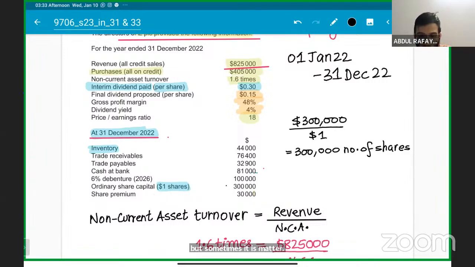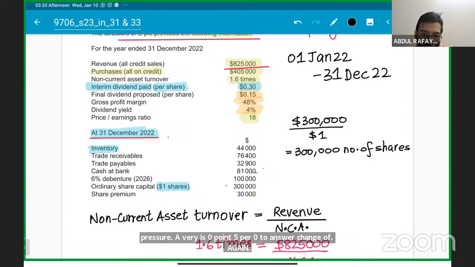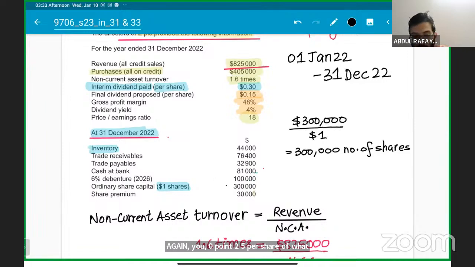अगर ये 0.5 per share हो तो आंसर चेंज हो जाएगा. अगर ये 0.25 per share हो, what it will mean that एक शेयर $0.25 का है, तो कितने शेयर्स होंगे जिस जो इसकी डॉलर वैल्यू क्रिएट करें. So we already have an answer now that there are 300,000 number of shares multiplied by 1 will give us $300,000 share value in capital. So we got, students, 300,000 shares and only 0.30 per share is the dividend paid.